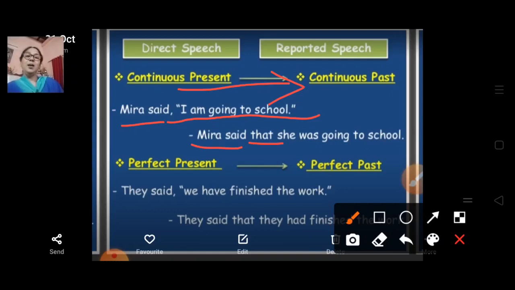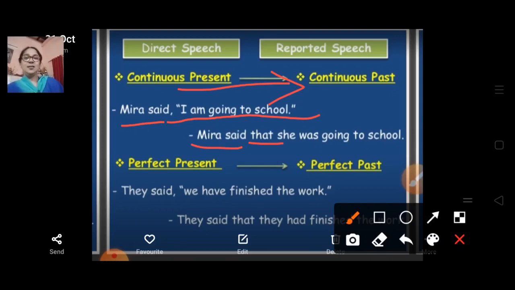Now always keep this in your mind. Whenever it is written, Ram said, "I am cutting vegetables," it will change into past continuous tense in reported speech. Ram said that he was cutting the vegetables. So always keep in mind that whenever we change direct to reported speech, we change present continuous tense into past continuous tense.